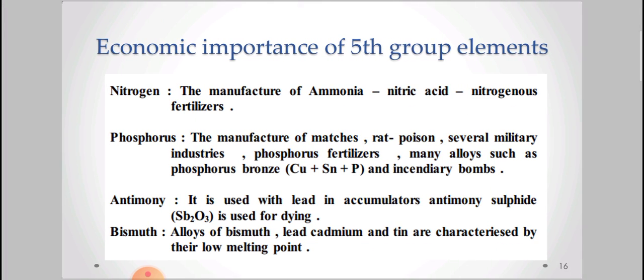Economic importance of fifth group elements. Nitrogen is used in the manufacture of ammonia gas, nitric acid, and nitrogenous fertilizers. Phosphorus is used in the manufacture of matches, red poison, several military industries, phosphorus fertilizer, and many alloys such as phosphorus bronze. It consists of copper, tin, and phosphorus.